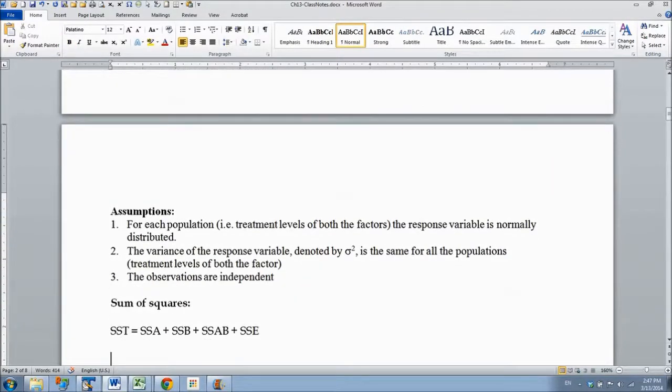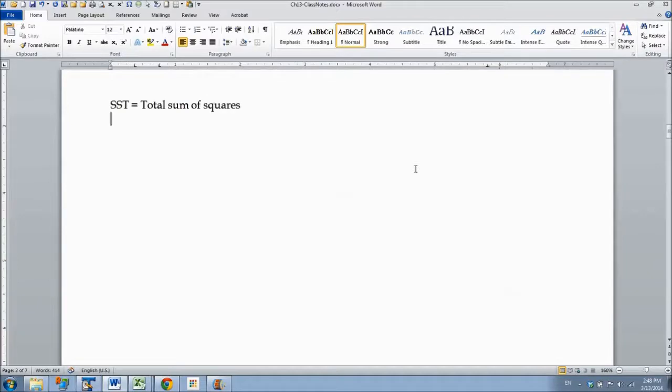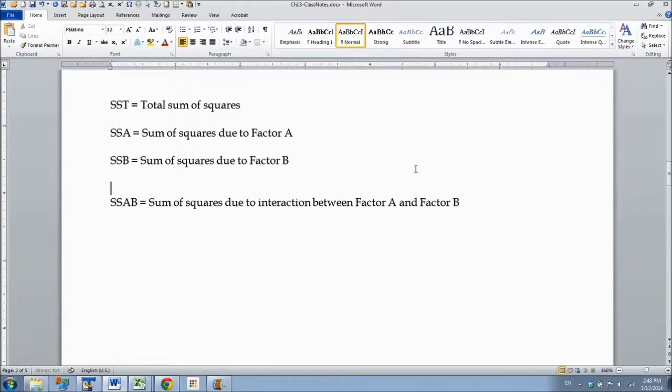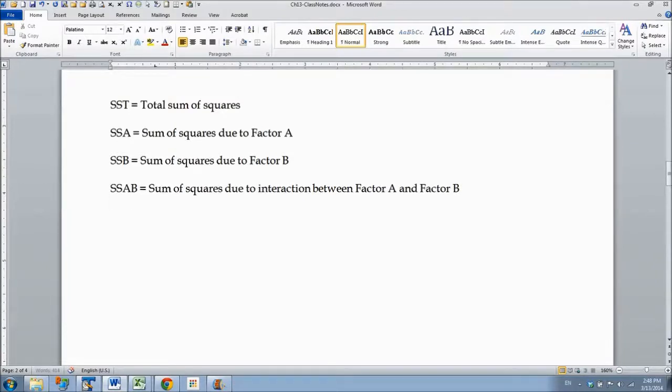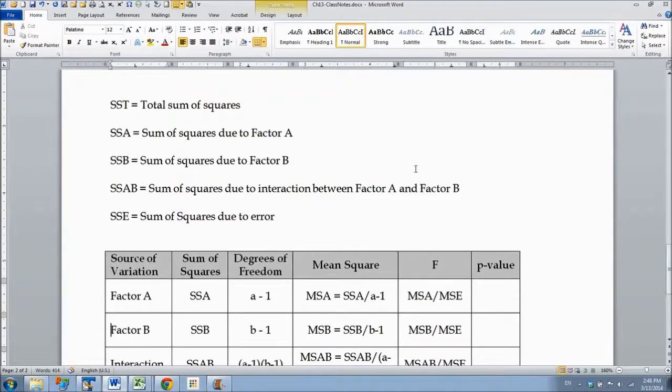And when we run the data analysis command, we will generate sums of squares. The total sum of squares is the sum of squares due to factor A plus sum of squares due to factor B plus sum of squares due to the interaction between A and B, and then the residual or error sum of squares. So SST is the total sum of squares, SSA is sum of squares due to factor A, SSB is sum of squares due to factor B, and then SSAB due to interaction, and SSE sum of squares due to error.